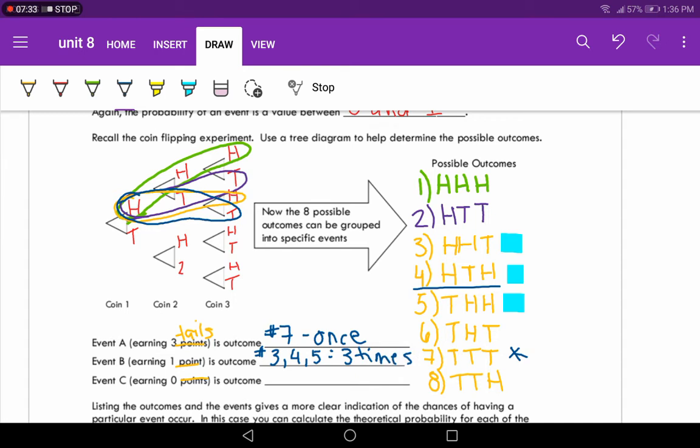Okay, the next situation, event C, earning 0 tails. So again, we're looking, is there a situation where we earn 0 tails? So I can see here we earn 0 tails. I look through, I see a T everywhere else. So I know that that is just number 1, which occurs only once.